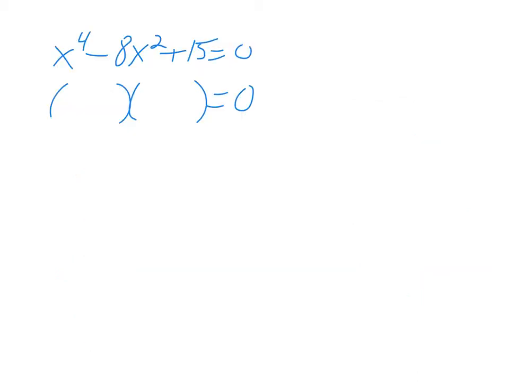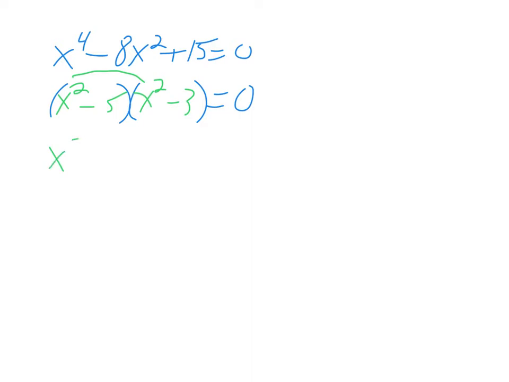Alright, here's another example here. So we have x to the fourth minus 8x squared plus 15. We're going to factor that. Again, since we have x to the fourth, then we need x squared here and an x squared here, because x squared times x squared is x to the fourth. And in factored form, then this would be minus 5 and minus 3.